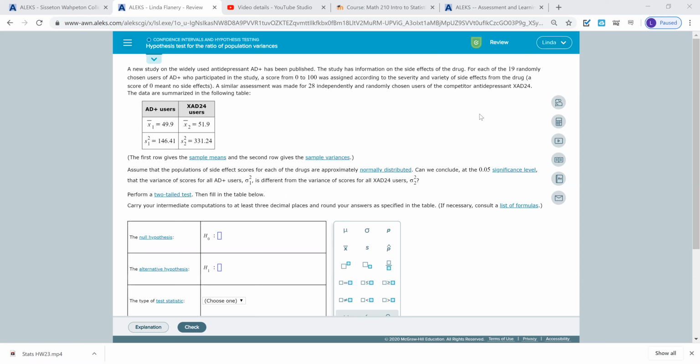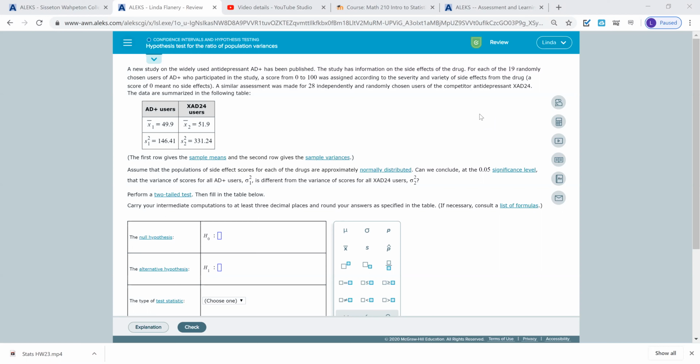For each of the 19 randomly chosen users of AD+ who participated in the study, a score of 0 to 100 was assigned according to the severity and variety of side effects from the drug. A score of 0 meant no side effects. A similar assessment was made for 28 independently and randomly chosen users of the competitor antidepressant XAD24. The data are summarized in the following table.